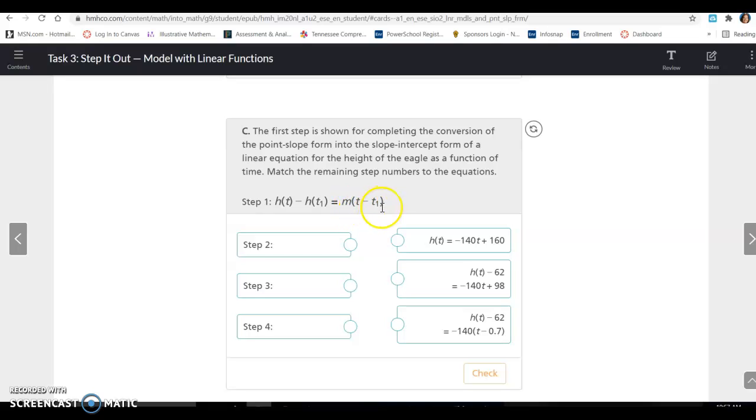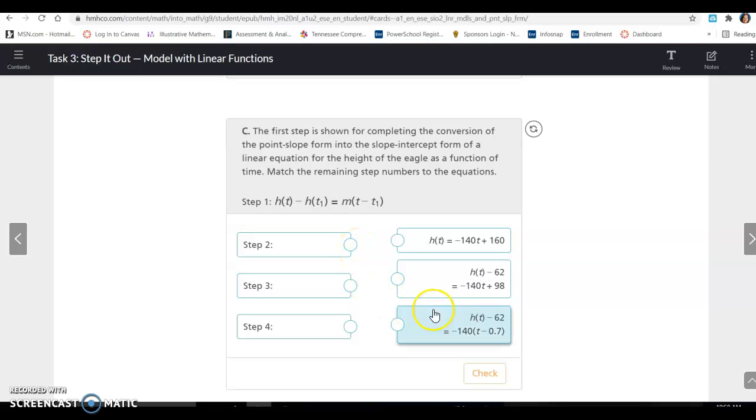That's our horizontal distance, time. That's our independent variable. And that's just a different variable than x, but it's still the same formula. Difference in y's equals slope times difference in x's. Okay? So what can we say step 2 is?